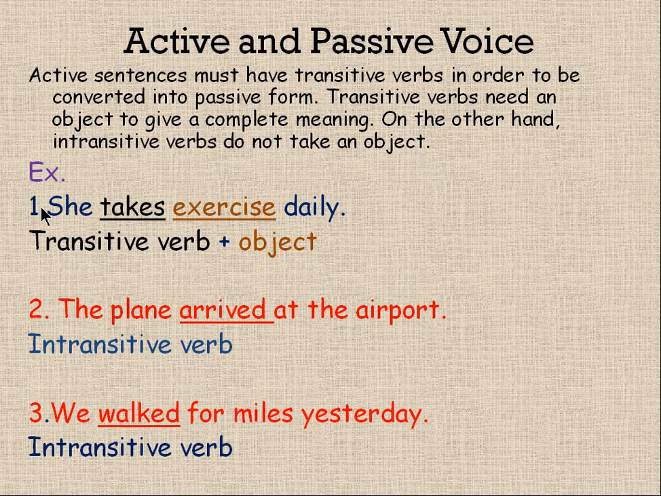Look at sentence number 1. She takes exercise daily. Takes is a transitive verb and exercise is the object here. In sentence number 2, the plane arrived at the airport. Arrived is an intransitive verb and it doesn't need an object to complete its meaning. At the airport is not an object, it is a prepositional phrase. Similarly, in sentence number 3, walked is an intransitive verb.